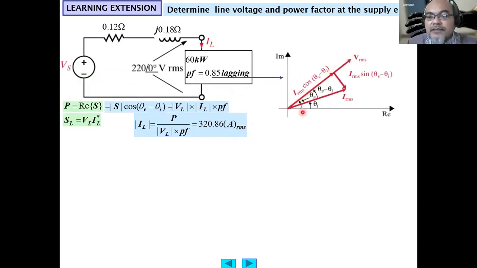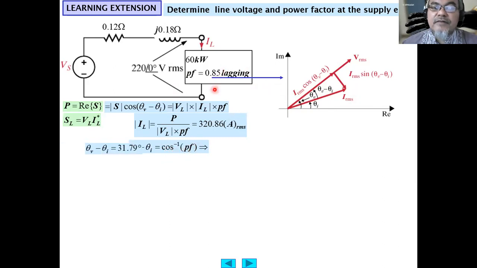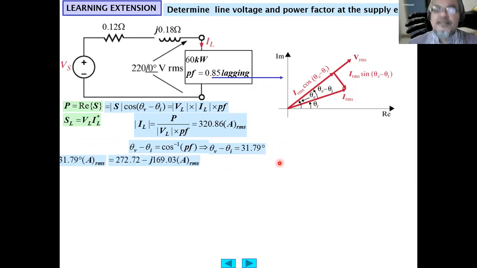So this is how it looks in the phasor diagram. This is the voltage RMS 220 volt. The current IL RMS is lagging with the power factor of 0.85. So this is basically cosine theta V minus theta I. This is the IRMS. The active power, 60 kilowatt, is VRMS times IRMS cosine theta V minus theta I. And the reactive power at the load is VRMS times IRMS sine theta V minus theta I. So theta V minus theta I equals arc cosine of the power factor 0.85.